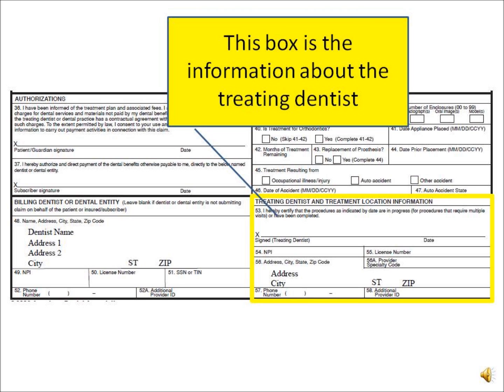Dentist. The difference between section 48 and this section is that section 48 was the corporation. Section 53 is the doctor that actually did the services. So you could have a group practice name in section 48, and the doctor who actually did the work would be section 53 through 58.